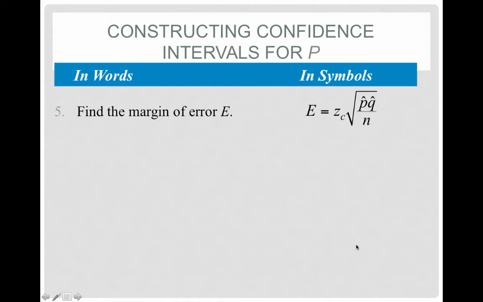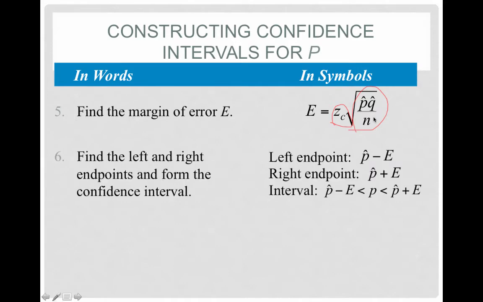All right, then once we have our critical z from Excel, we're going to multiply it by the square root of p hat times q hat divided by n, and this is going to give us our margin of error. This number E, whatever this margin of error is, is the width of our fence, or the width of the confidence interval. We're going to add it to and subtract it from p hat to get the endpoints of the confidence interval.